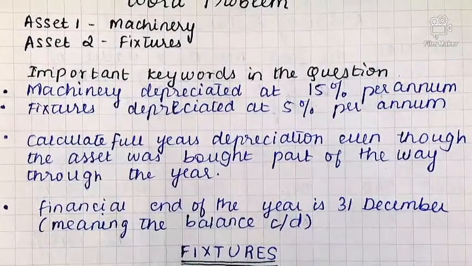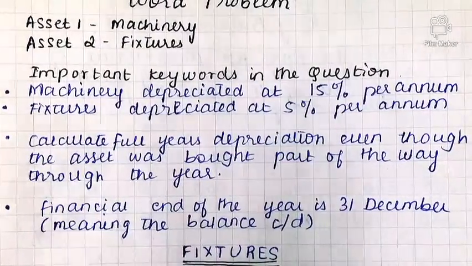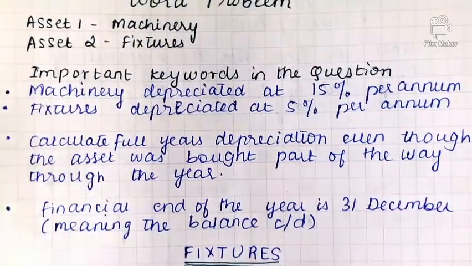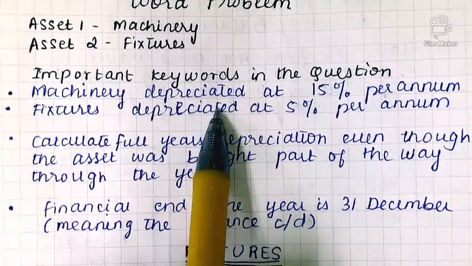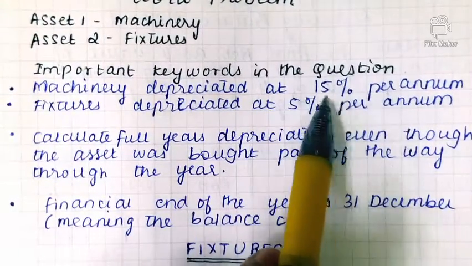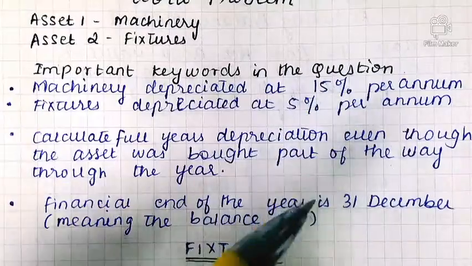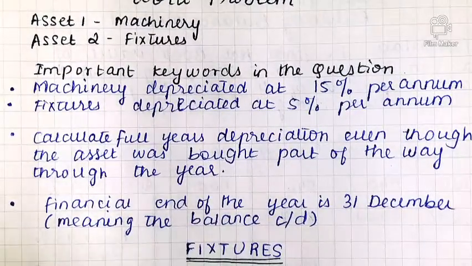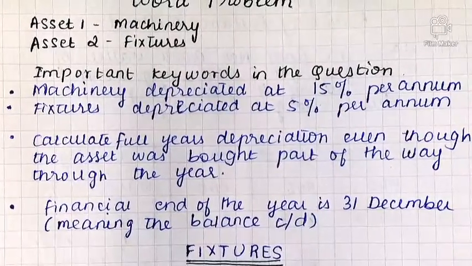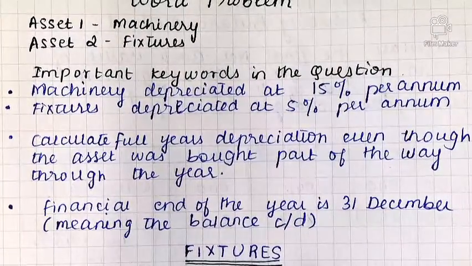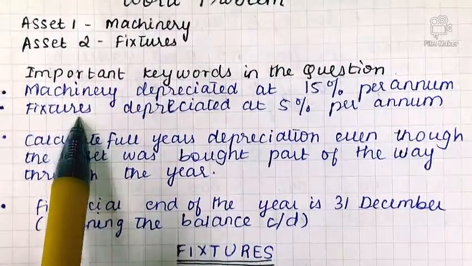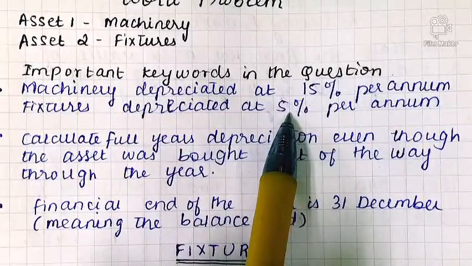In my previous video as well, I highlighted the keywords or underlined them. So over here, the important keywords in the question are: the machinery is to be depreciated at 15% per annum. This 15% is the depreciation percentage given to you to use in the reducing balance method and to find the depreciation for each year. And at the same time, they also gave the percentage for fixtures, which is 5%.